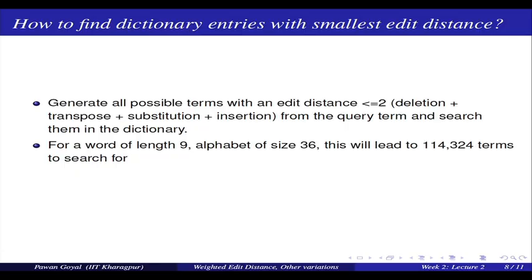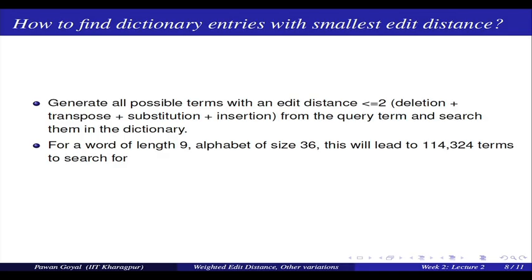Which of the 4 operations do you think will give you a lot of possibilities? Deletion will probably not give you many possibilities, but substitution will give you a lot, and insertion should also give you a lot. Substitution, you can substitute each character by any of the 36 characters, so that gives you a huge number of possibilities. So starting from a word of length 9, you are going to explore about 114,300 different possibilities. But English is still okay.